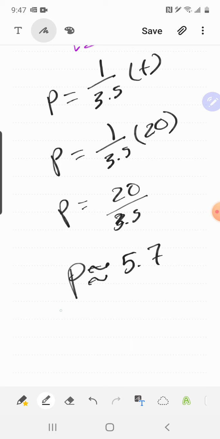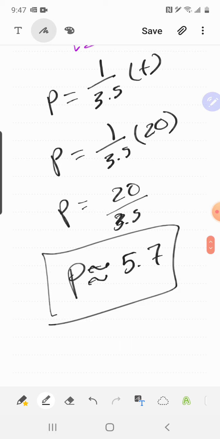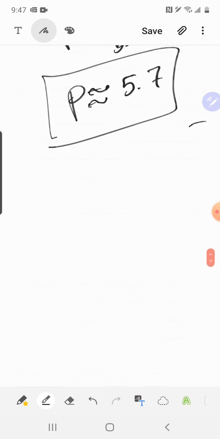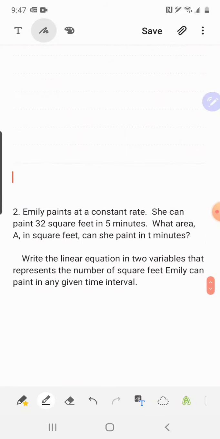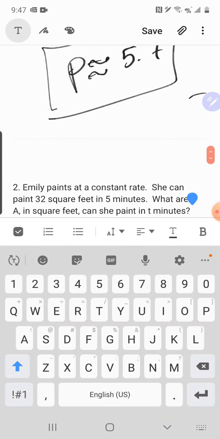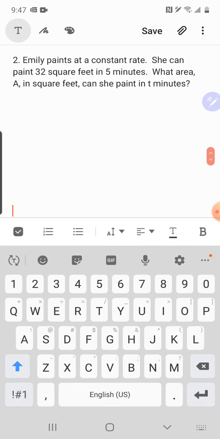All right. So that's number 1. What we did is we found the constant rate. And then when we found the constant rate, we then used a 2-variable equation to figure out, when given a time, how many pages Juan can read. All right. So that's exercise number 1. Let's go to number 2.